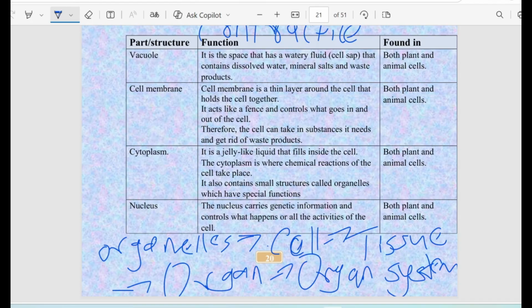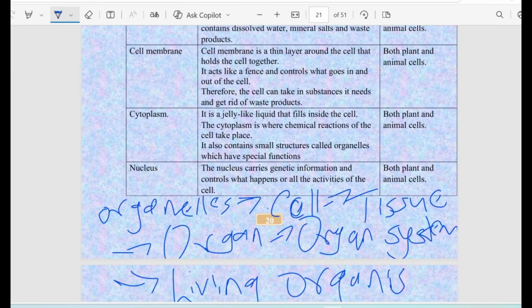We have the cytoplasm. It is a jelly-like liquid that fills inside the cell. The cytoplasm is where chemical reactions of the cells take place. So the function of the cytoplasm is that it is a site for chemical reactions. It also contains small structures called organelles, which have special functions. This cytoplasm is found in both plant and animal cells. And remember, cytoplasm is a site for chemical reactions.